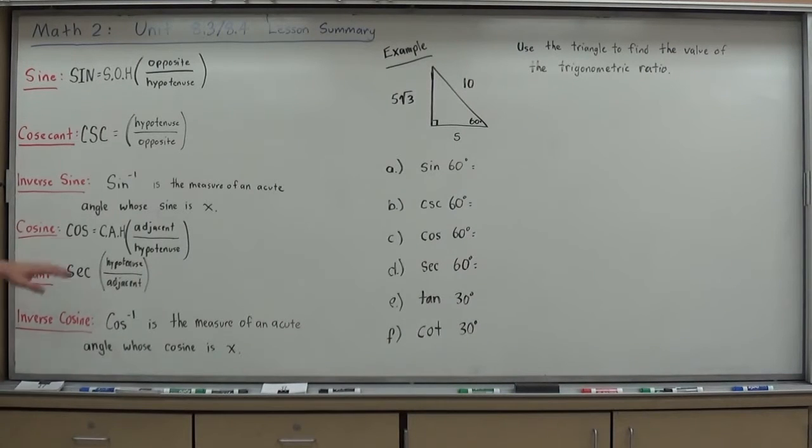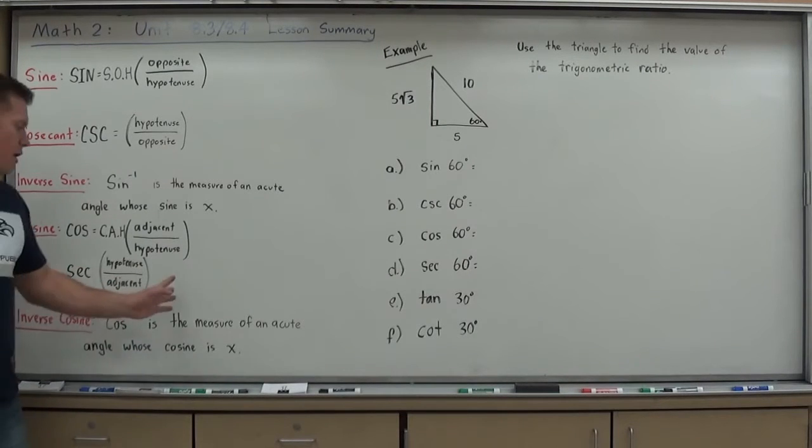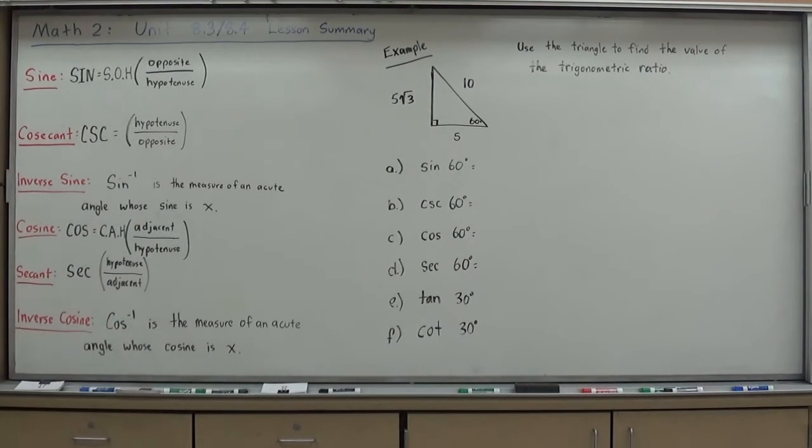Cosine, CAH, adjacent over hypotenuse. Its reverse, secant, is hypotenuse over adjacent. And the inverse cosine, just like the other ones, cosine to the -1 power, or the inverse of cosine, is the measure of an acute angle whose cosine is x. And again, we'll use these inverses to find angle measures.